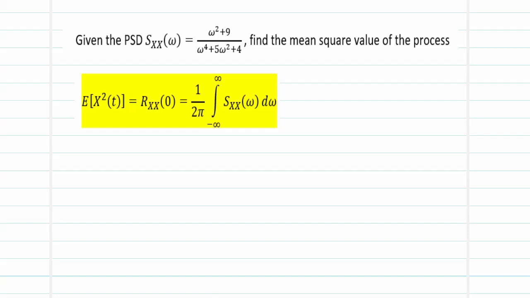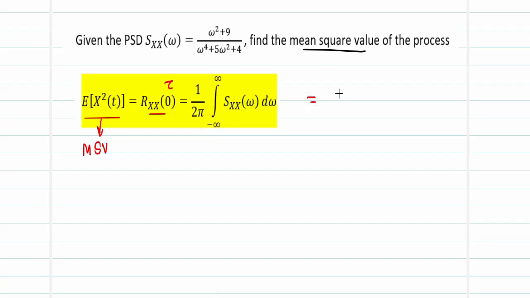We know that the mean square value of the process is given by the expected value of x square of t. This represents the mean square value, and in turn this E of x square of t is nothing but equal to Rxx of 0. So in the general formula of the inverse Fourier transform pair for your power spectral density, replace your tau with 0. So this exponential function, e power 0, will become equal to 1. So we have the formula as 1 by 2 pi integral from minus infinity to infinity Sxx of omega d omega.